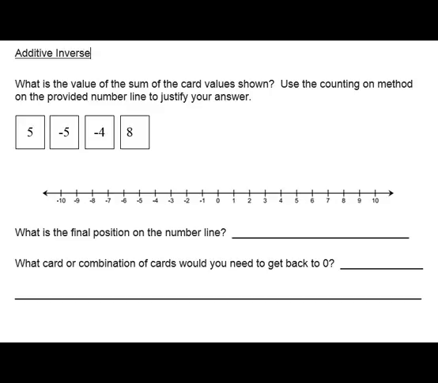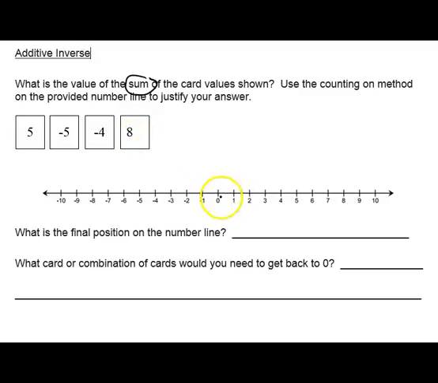In class, we're going to be playing an integer game with cards, so I'm going to give you a preview of that game. So below you see 4 different cards, 5, negative 5, negative 4, and 8. And this question's asking us, what is the value of the sum of the card values shown? And remember, sum in math means the answer to an addition problem. So it wants to know if we were to add these 4 cards up, what would be the sum?